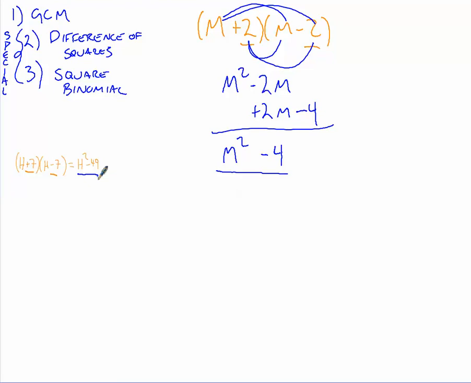So m times m is m squared. 2 times negative 2 is negative 4. And the middle term cancels out every time. This is the special case of expanding a difference of squares. Doesn't matter what numbers or letters you put in, the middle term will always cancel out because the second terms in the binomials are opposites. So let's try another one, and we'll use the special case.